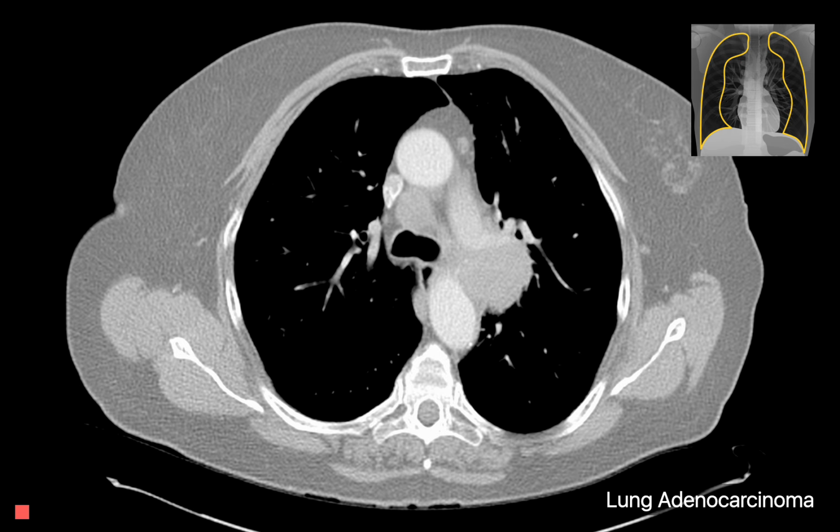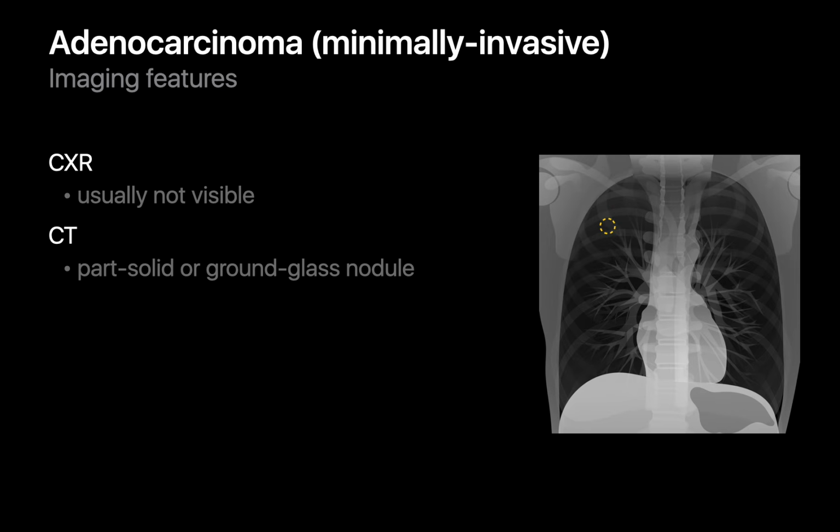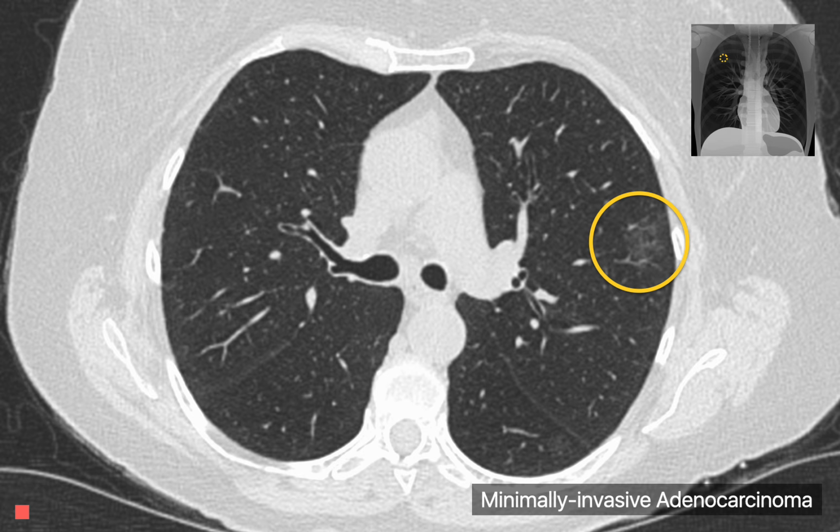Not every case of adenocarcinoma presents typically, like this left perihilar adenocarcinoma. Minimally invasive adenocarcinomas commonly present as a subsolid lung nodule on chest CT. Since they're subsolid, they're often invisible on chest radiography. They can appear quite faint in some cases, such as this example in the lateral left upper lobe of a patient.